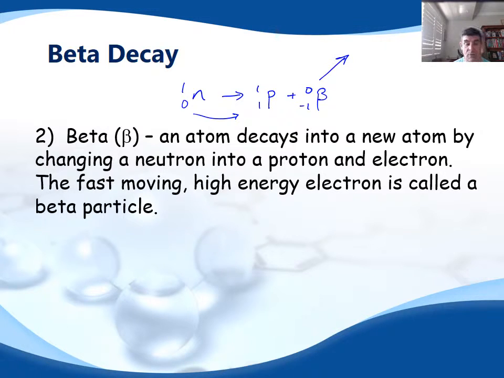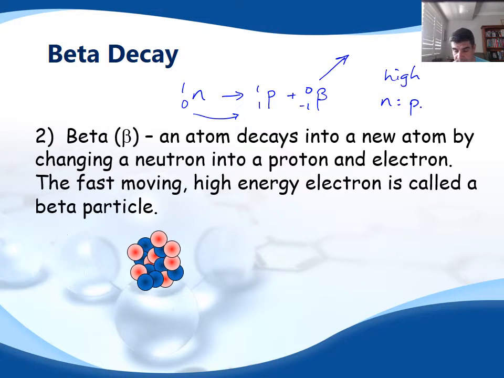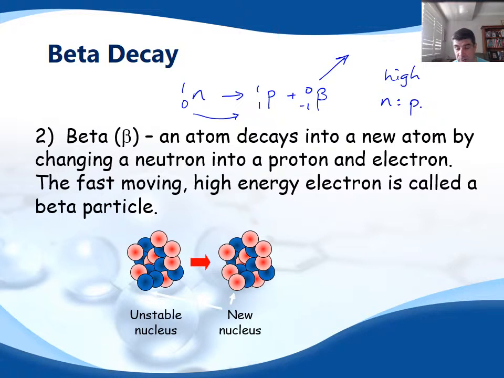So this sort of decay often happens when you have a higher than usual neutron to proton ratio. So we can try and balance up that imbalance of neutrons to protons by turning one of the neutrons into a proton and releasing that high-speed beta particle. So here again, the unstable nucleus, which produces a new nucleus, and because we've got a change in the number of protons, again, we've got a change in the actual element itself, and the high-speed electron, which is the beta particle.